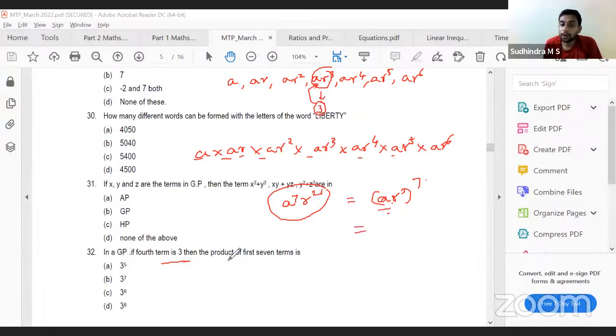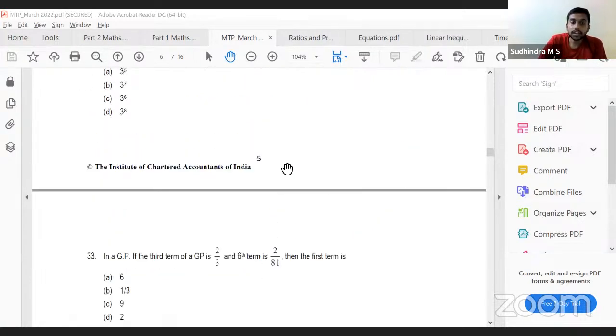So, the product of the first 7 terms is 3 to the power of 7. Then, in a GP, if the third term is 2 by 3 and the sixth term is 2 by 81, then what is the first term?